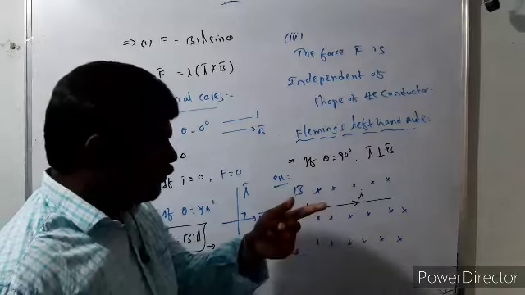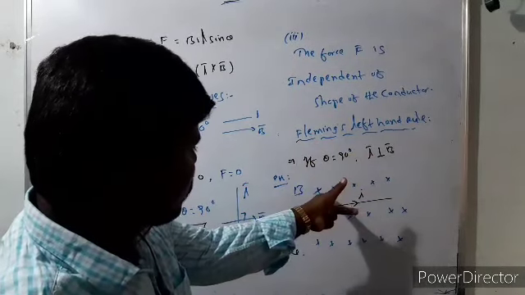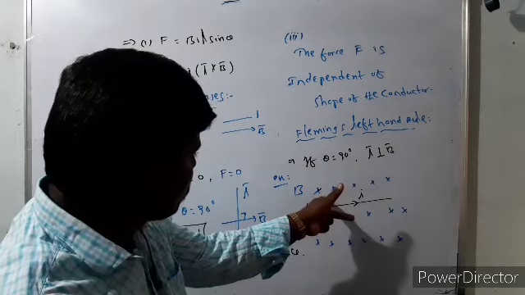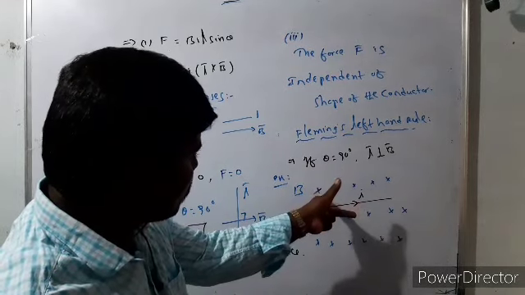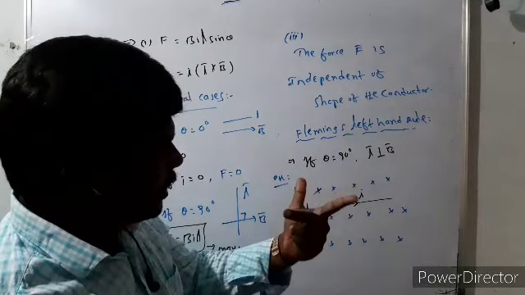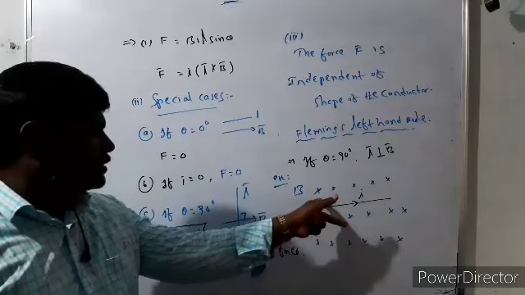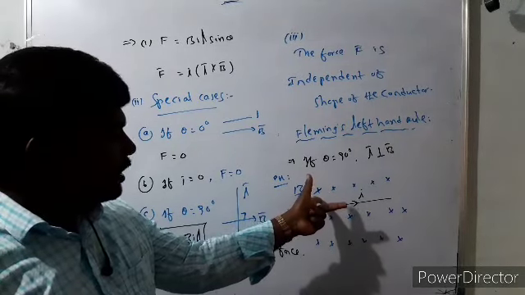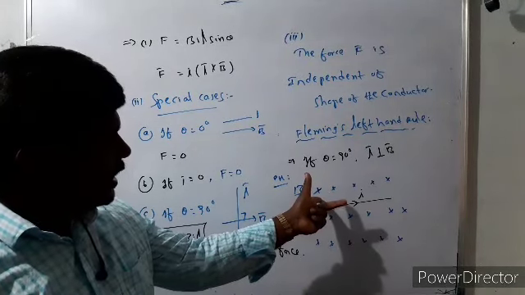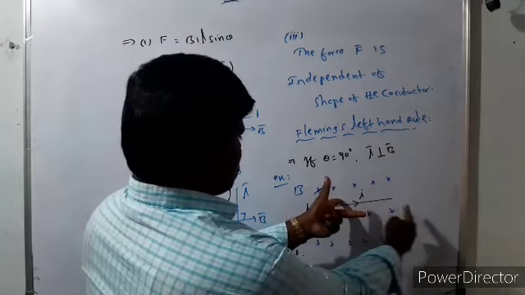Now stretch the three fingers like this. Forefinger denotes the direction of the magnetic field. Here the magnetic field is perpendicular inwards. Therefore forefinger here shows the magnetic field direction. That's why I put it like this, magnetic field inwards like this. Now the middle finger shows the direction of the current in the conductor. This is the direction of the current.